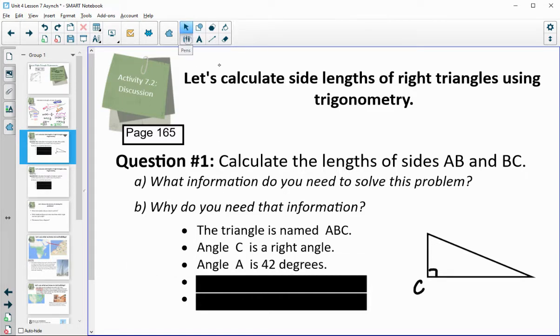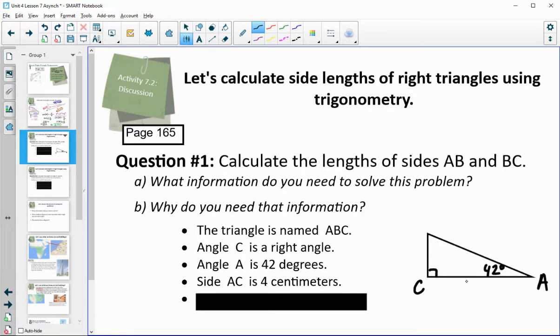Probably want to know some other angles. So in this case, it says angle A. We'll just label angle A and write in the degree measure is 42. Okay, so what else would we need to know? This just gives us some angles. Now we know this triangle could be any size, so we probably need some length that would set how big the triangle is. In this case, they tell us that AC is 4 centimeters. So the length of that side is 4 centimeters.